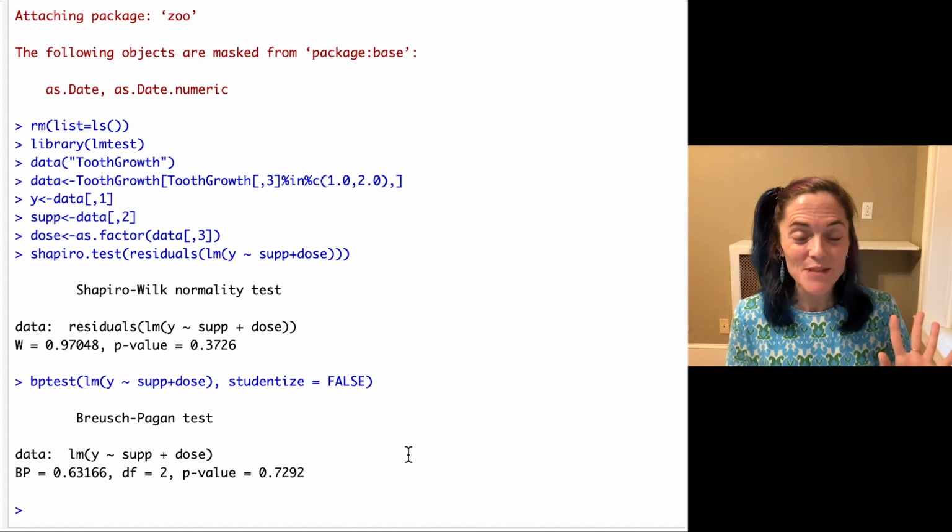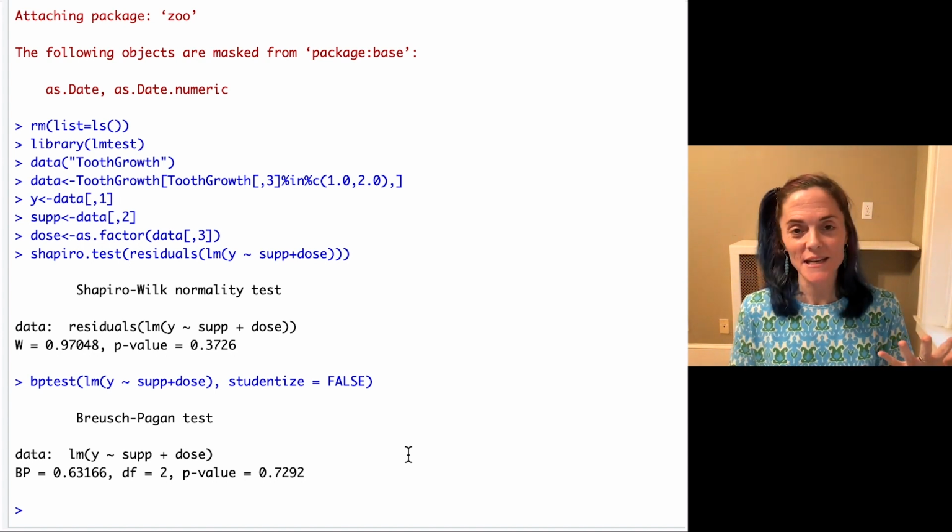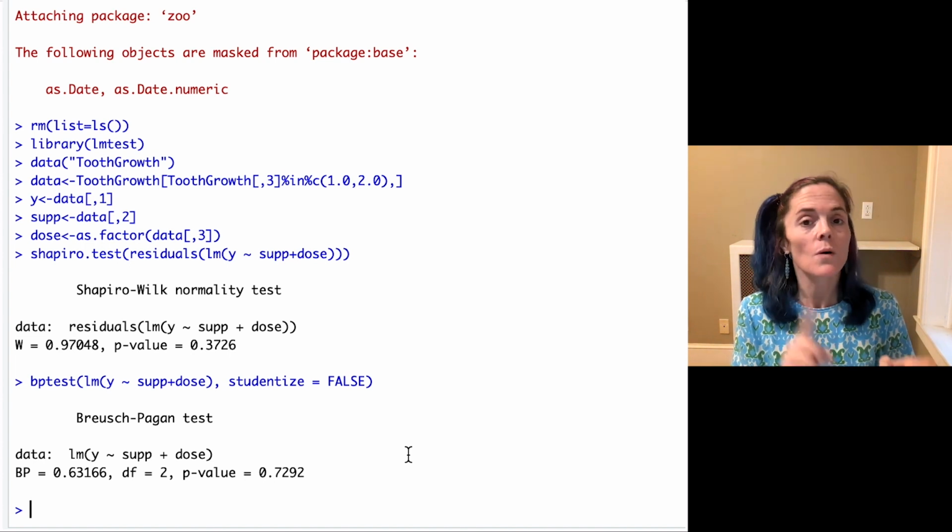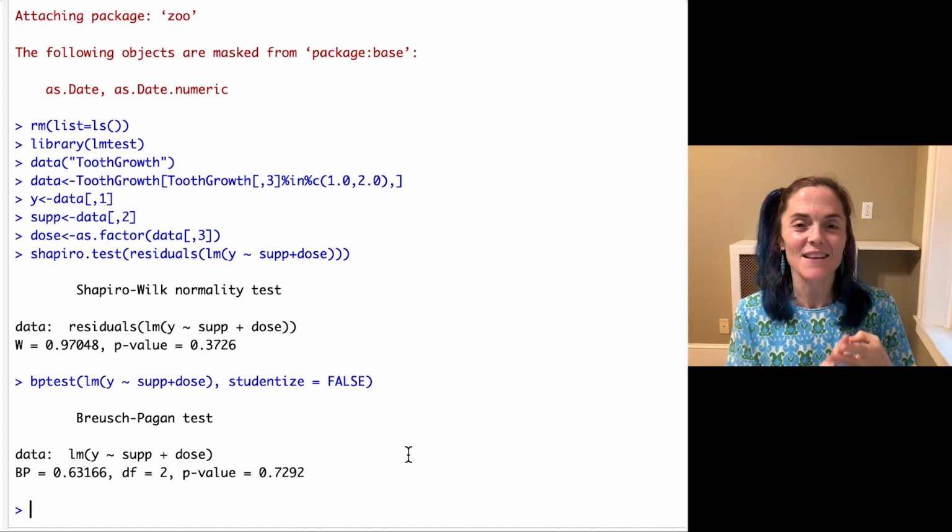Okay, at this point, I have multiple Canvas pages for you to practice these diagnostic tests and also alternatives to the ANOVA when some of the assumptions are violated.